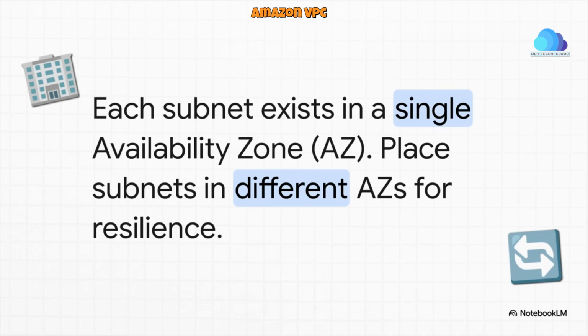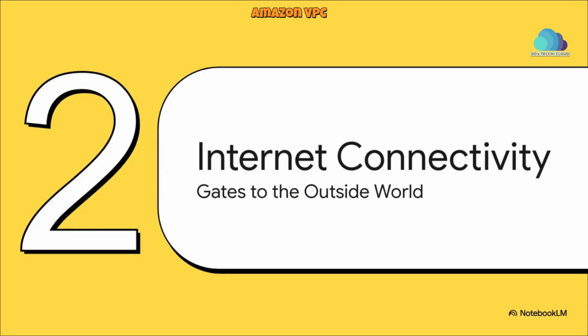This right here is the heart of high availability on AWS. Okay, so we've built our isolated community. It's super secure, but it's also kind of a closed box. So what happens when our applications need to download software updates from the internet? Or what about when actual users need to get to our website?